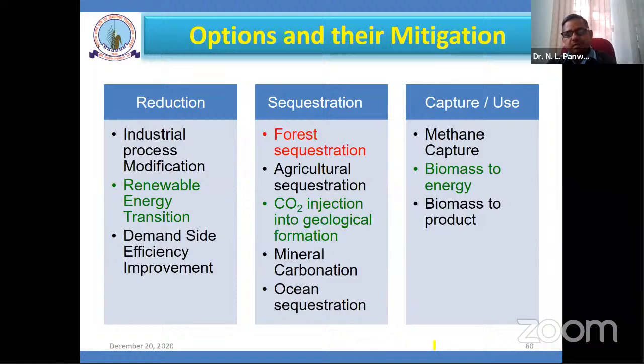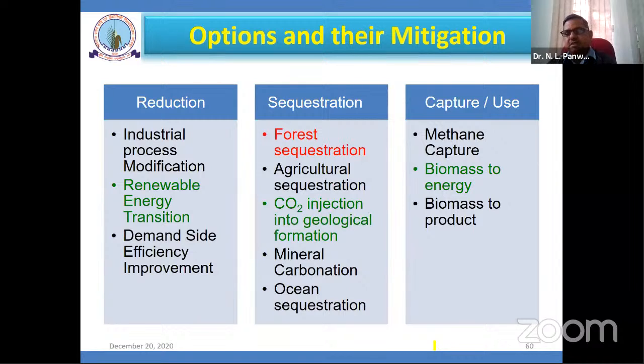Then sequestration means forest sequestration, where we plant more planting material in the forest or on barren land, making more plants or green vegetation to absorb more carbon dioxide. And agriculture sequestration will certainly absorb more carbon dioxide from the atmosphere. And carbon dioxide injection in biological and geological formations and mineral carbonization, and ocean sequestration means you add carbon dioxide in an aquifer or saline aquifer. Certainly it will absorb that carbon dioxide and algae will grow. So this is all a sequestration mode.